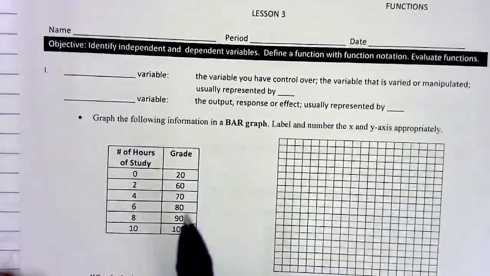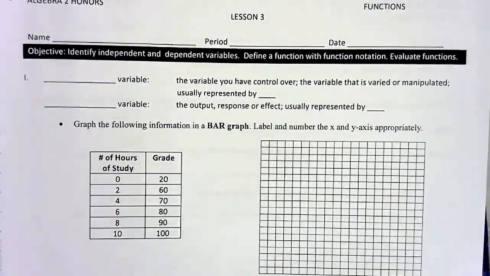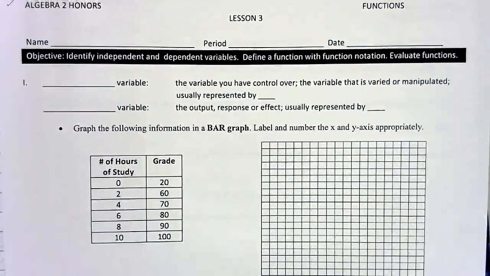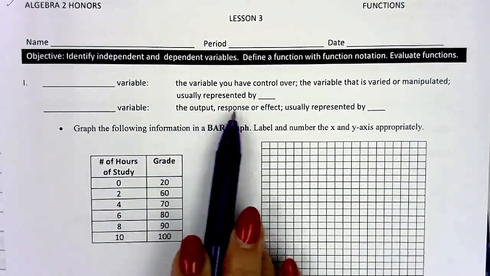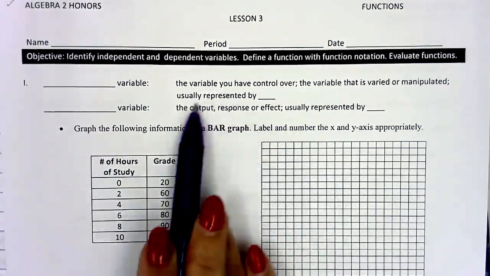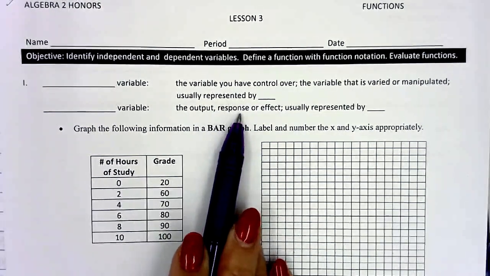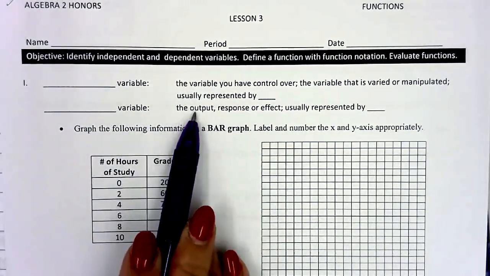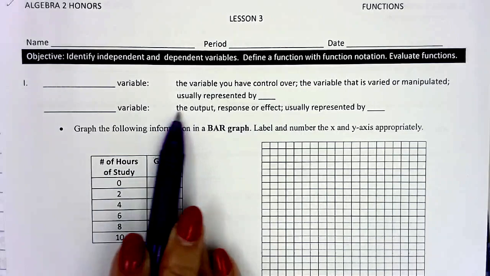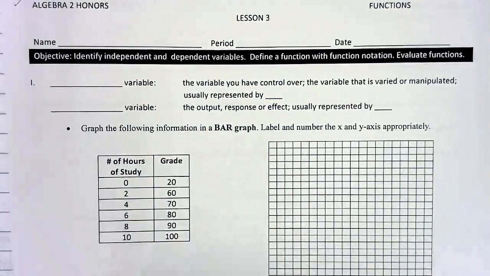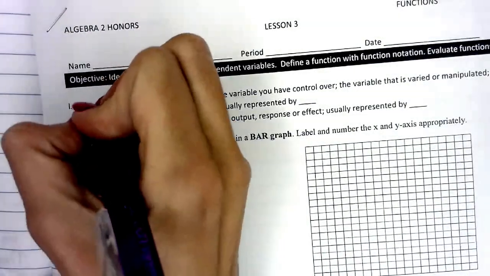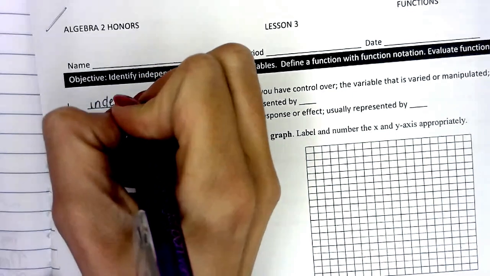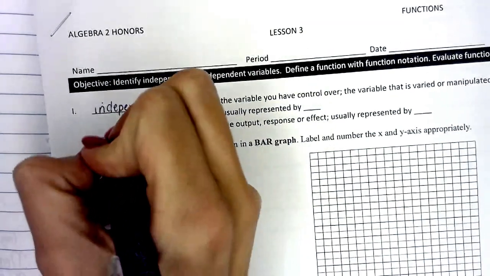The blank variable. The variable you have control over, the variable that is varied or manipulated, usually represented by blank. The other one is the output, response, or effect. So this is the one that you get out of a situation. So this is going to be our dependent, the output. If I use the word output for this, I could also use the word input for that. So let's fill in some pieces here. This over here is going to be independent. This one over here is dependent.